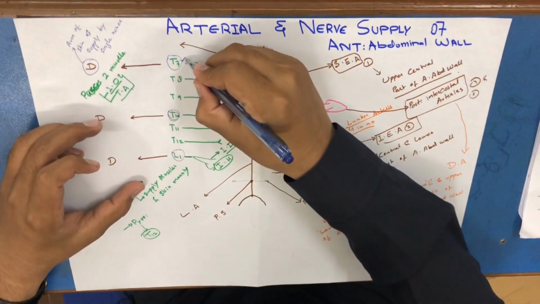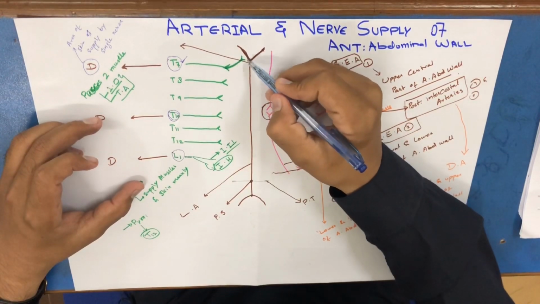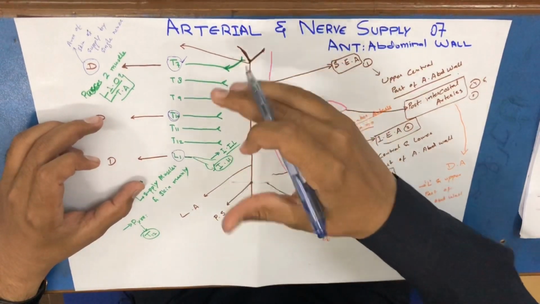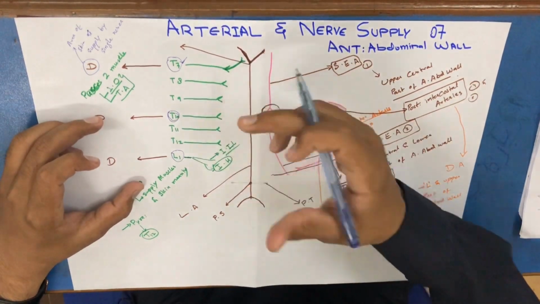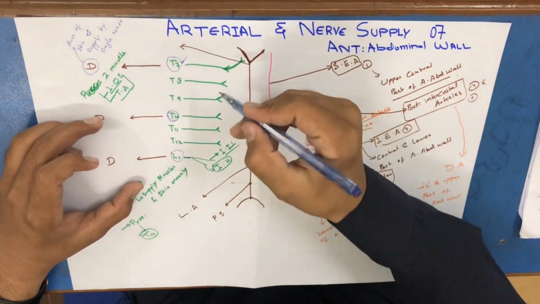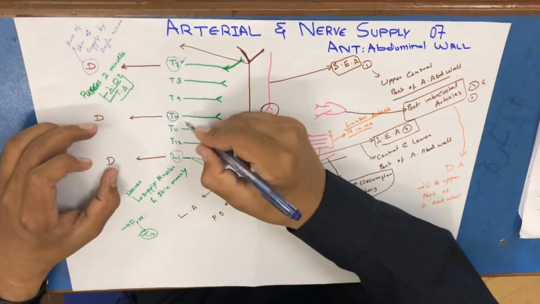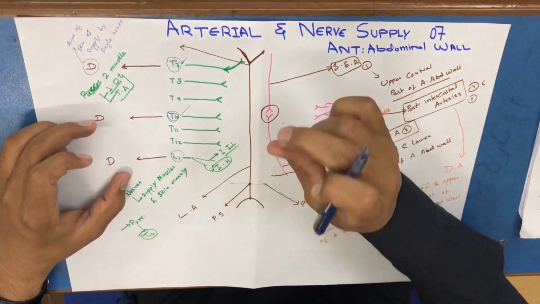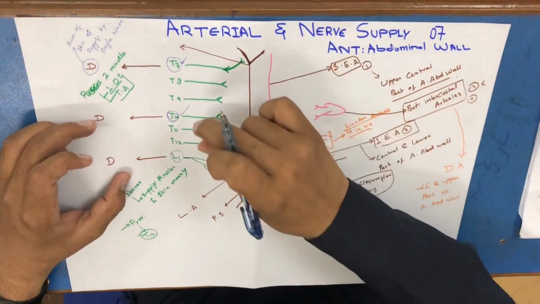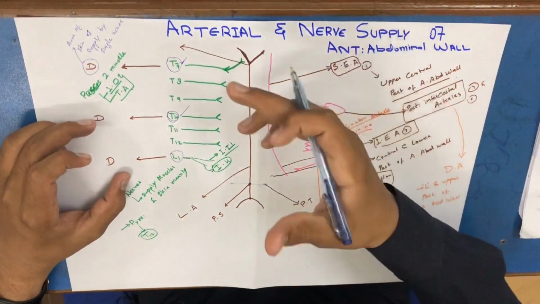As T7 is just above the xiphoid process, if there is a pain, we can understand that there is a problem in the structures behind the xiphoid process, right? And T10 is at the level of the umbilicus. So it tells about the structures which lie behind this, near the umbilicus.